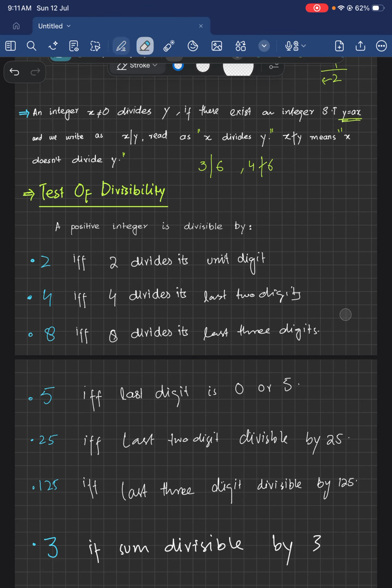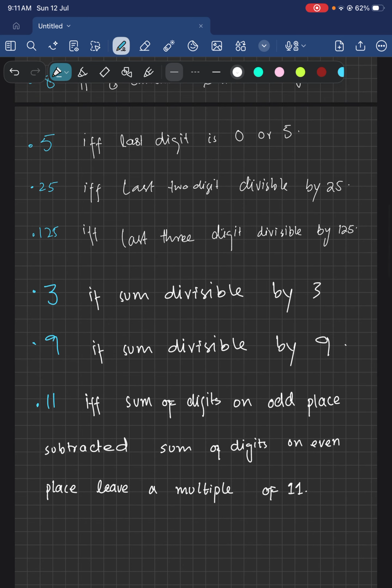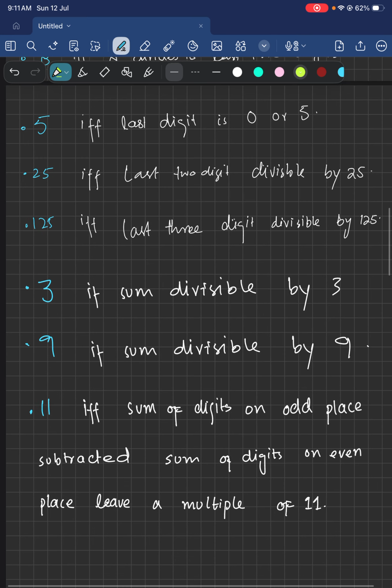Any number is divisible by 5 if its last digit is 0 or 5. For 25, if the last two digits are divisible by 25, then the whole number is divisible by 25. If the last three digits are divisible by 125, then the whole number is divisible by 125. Yeah, this is pretty interesting.